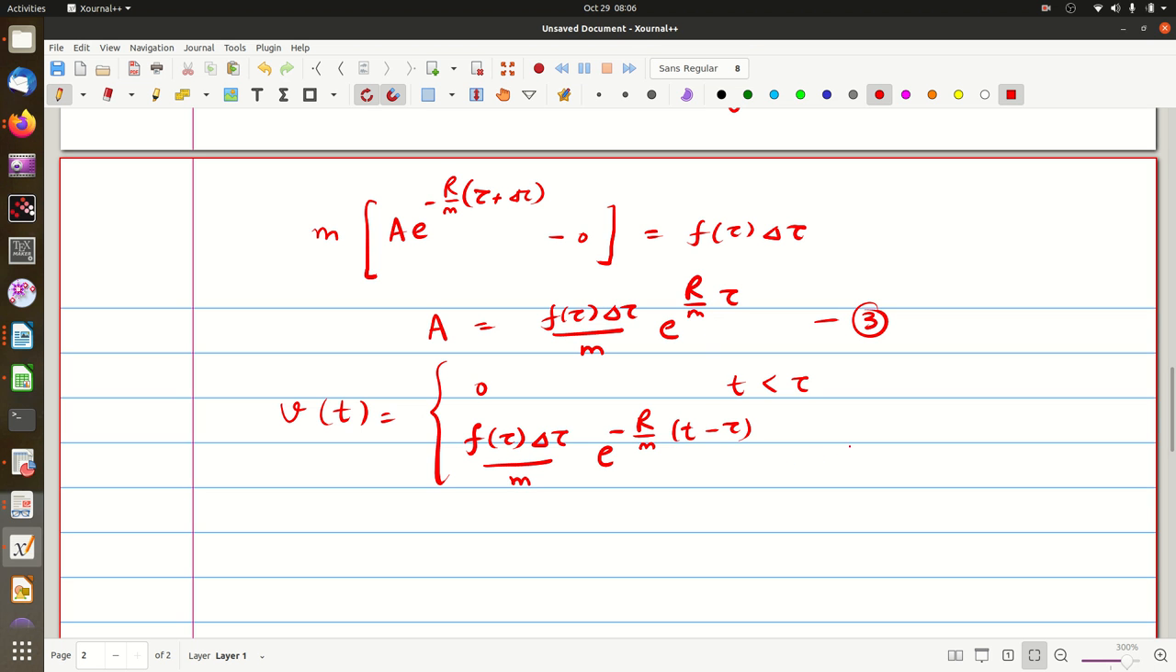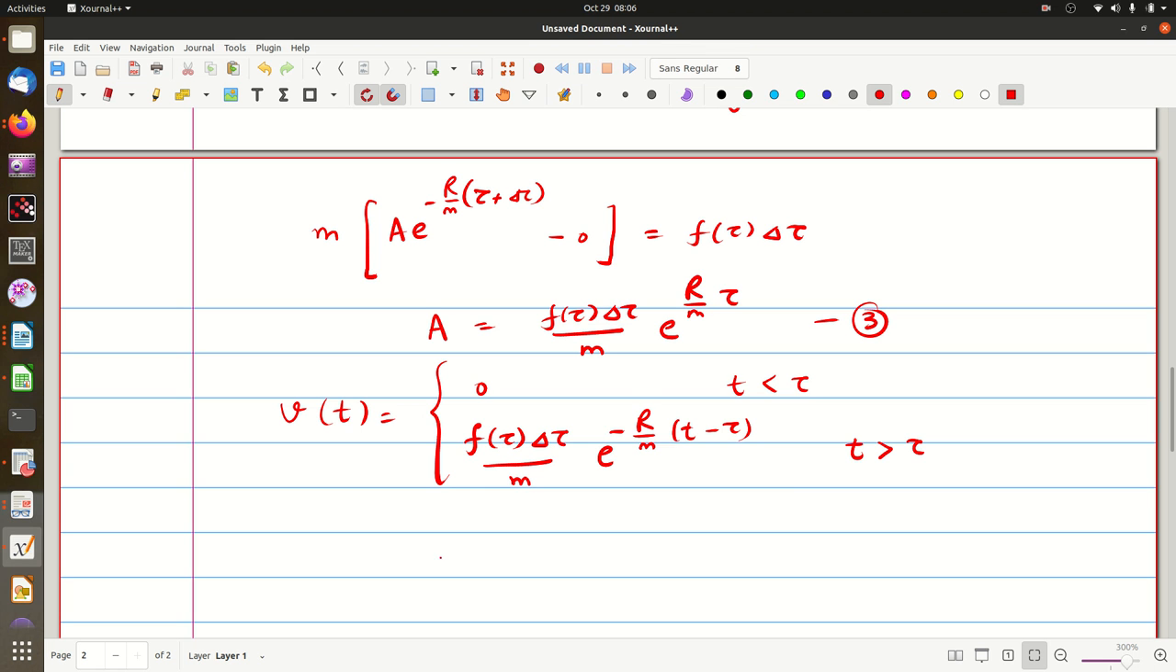Okay. That is for t greater than tau. And obviously at t equal to tau, you have the value coming out to be f of tau delta tau by m. That is the magnitude of the velocity due to the blow at the time t equal to tau, into, of course, delta tau, over an interval of time delta tau.